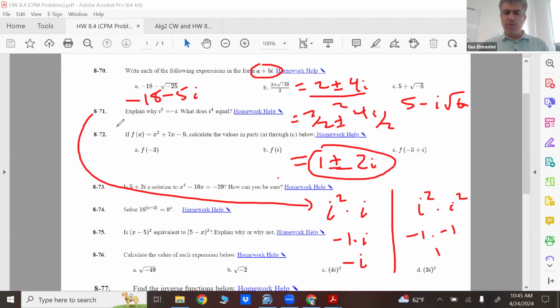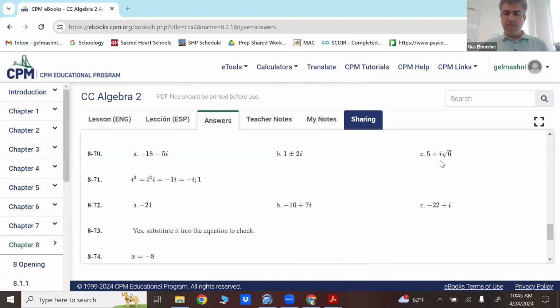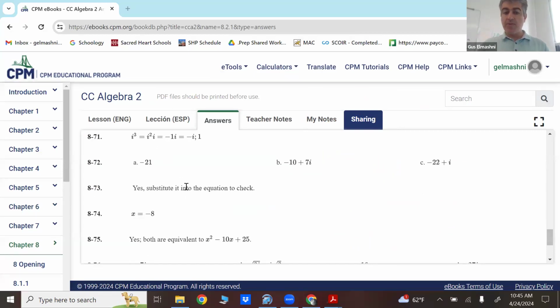For 72, just plug in negative 3 plus i. So those answers, let me split the answers again, are right here. Again, for 70, those are the three answers. For 71, you have negative i or 1 for i cubed or i to the 4th. For 72, those are the answers: negative 21, negative 10 plus 7i, and negative 22 plus i.